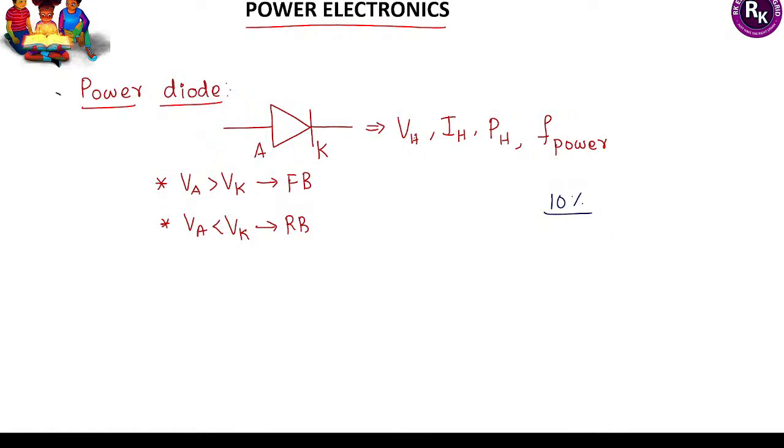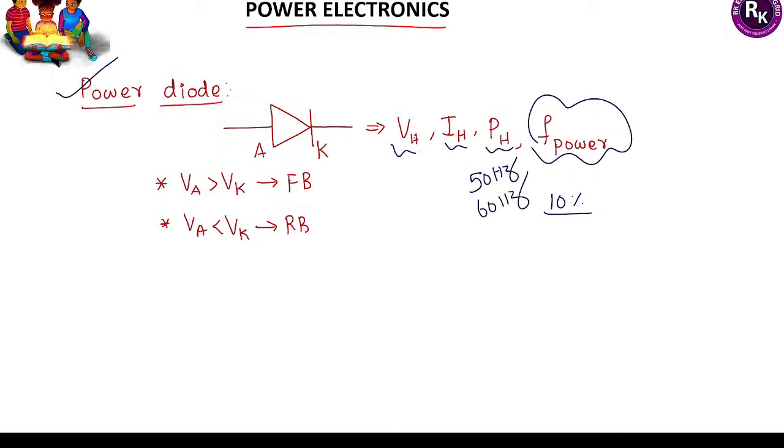The first one is the power diode. What is the basic difference between the power diode and the signal diode? The power diode has high voltage, high current, and high power handling capacity, and it is usually operated at power frequency. In our Indian system, power frequency is 50 Hz. For the European system, it is 60 Hz.